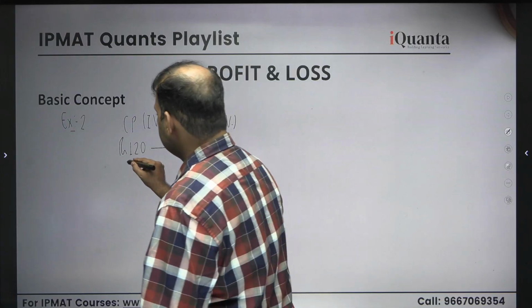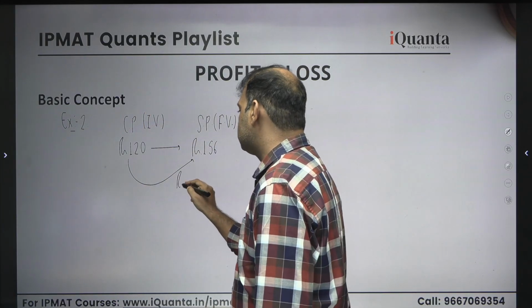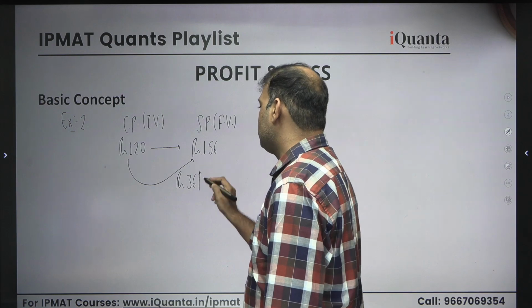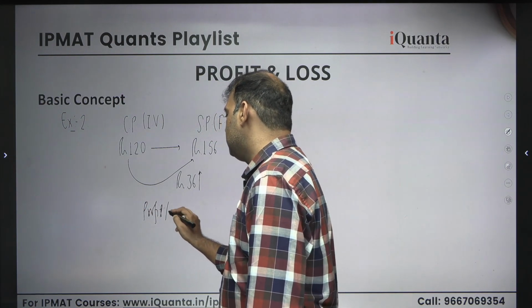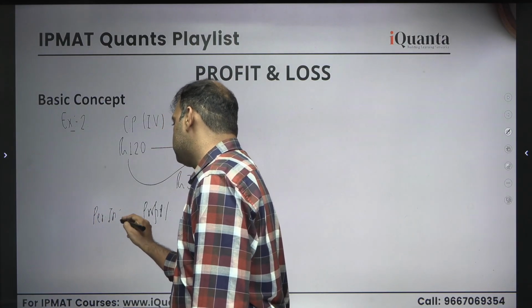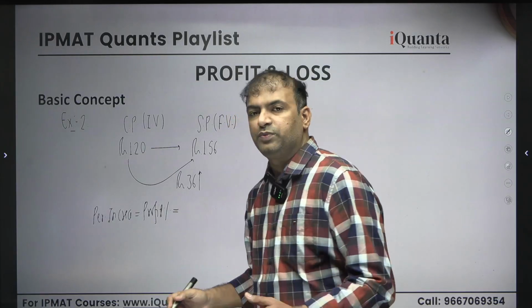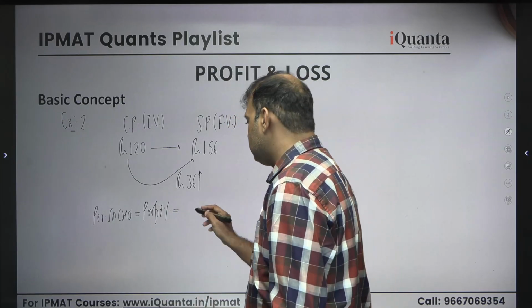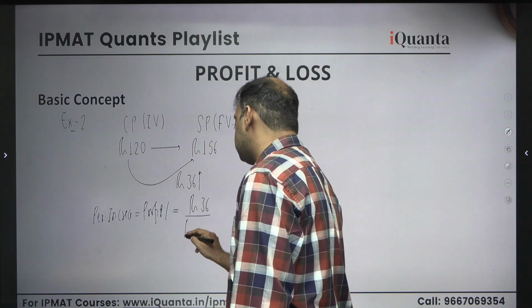So what is the percentage increase, guys? See, this is the initial value, this is the final value. The increment is 36, very simple. As I said, either you call it profit percentage or percentage increase, they both are the same. So percentage increase equal to profit percentage is what percentage of the initial value the increment is. The increment here is 36 and the initial value we know is rupees 120, right guys?